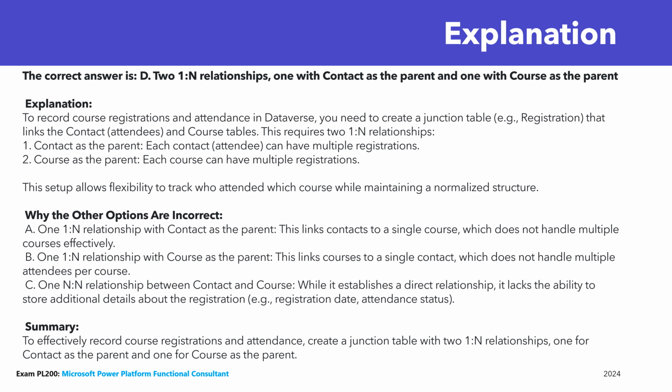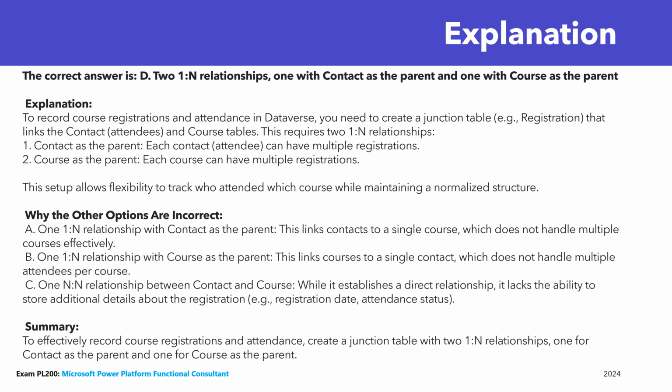Why the other options are incorrect. A. 1-N relationship with contact as the parent. This links contacts to a single course, which does not handle multiple courses effectively. B. 1-N relationship with course as the parent. This links courses to a single contact, which does not handle multiple attendees per course.